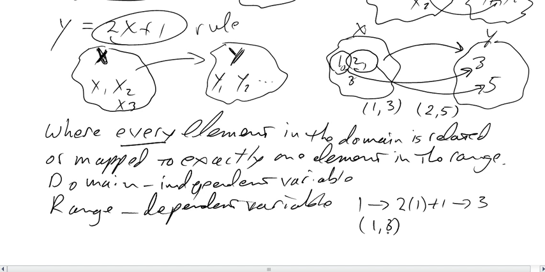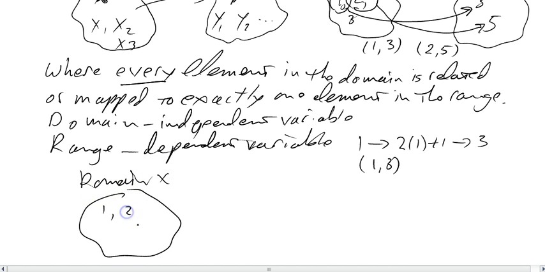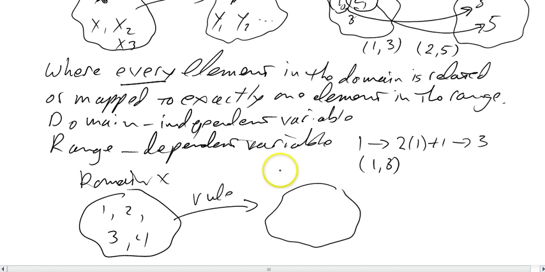That means a function can have only one corresponding value in the range, and every element in the domain has to have a corresponding value. In other words, we can't leave out any elements in the domain. So if we have a domain x, and in our domain are numbers 1, 2, 3, and 4, then we must have a rule that satisfies this condition. So every element has to be related, so we need a rule where every element is related to exactly one element in the range.